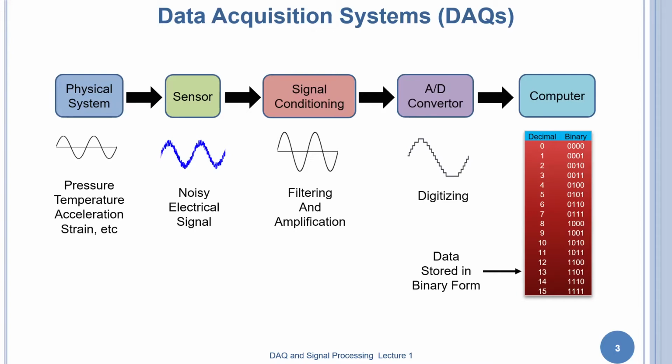So, usually in a DAC, you have many different steps. First step would be to measure a physical system. A physical system could be anything. It could be a pressure, it could be temperature, it could be acceleration, etc. To measure this physical system, you need a sensor. Sometimes you need special signal conditioning to remove noise from the sensor, sometimes to amplify the sensor signal. Then you need to convert these signals into a digital signal for it to be stored in a PC. We will look at each of these in detail in the coming slides.